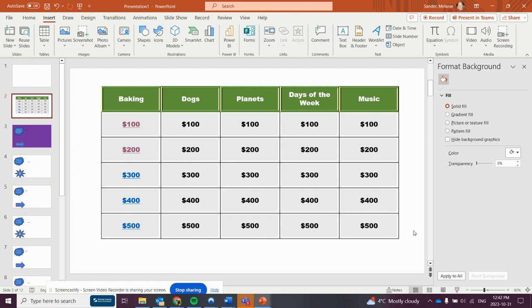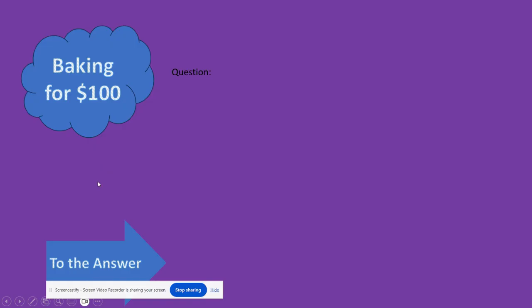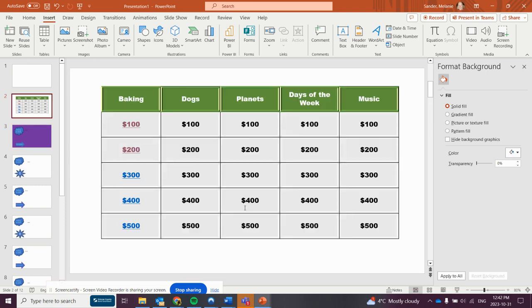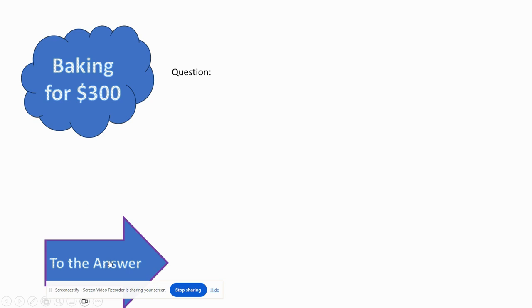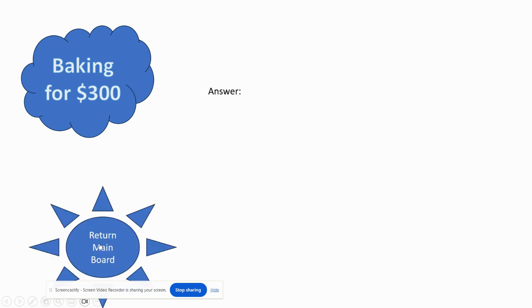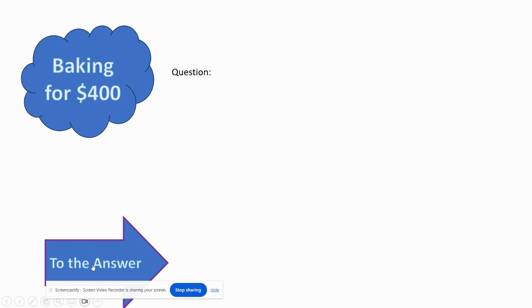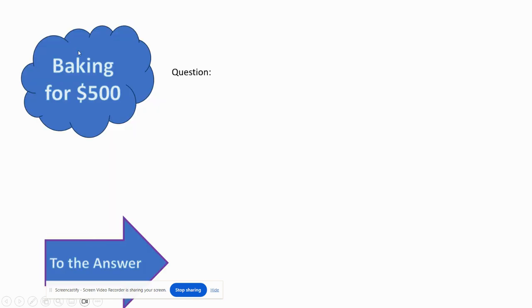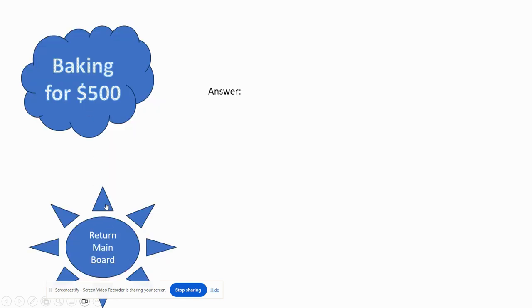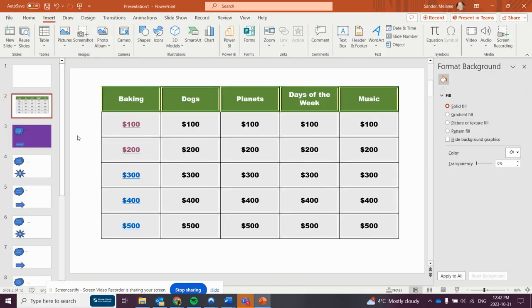I'm going to go back up here, and I'm going to click on 300. Oops. Go back up here. I'm going to click on 300. It takes me to 300. Click on the answer. It takes me to 300 answer. Return to the main menu board. Click on 400. Takes me to 400. Click on the answer. It's the answer. Click on main board. Click on 500. Takes me to 500. Click on the answer. Takes me to the answer. Boom. Done.